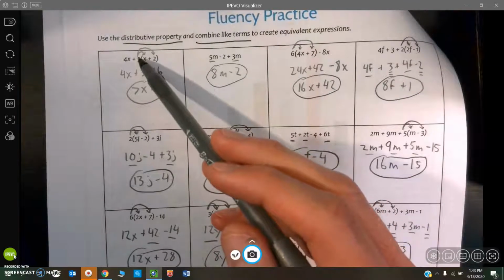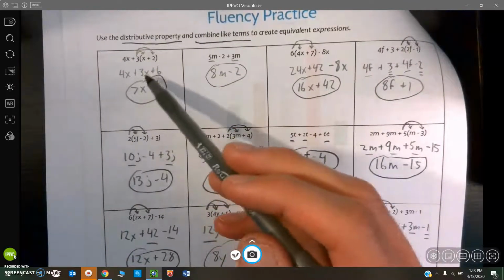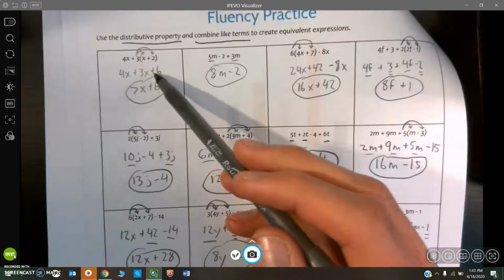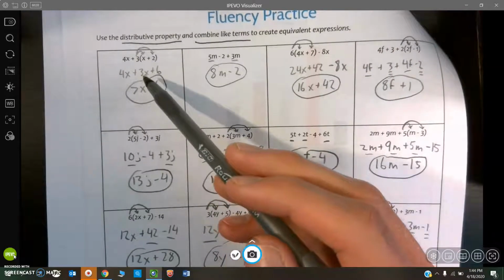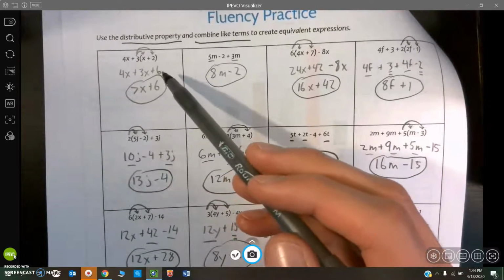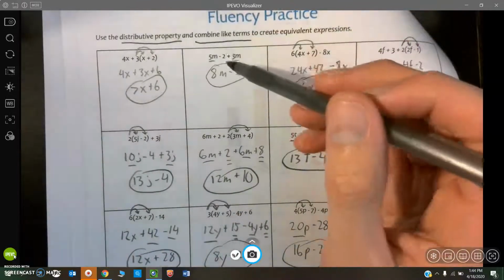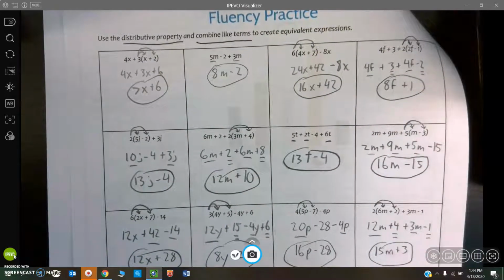And so after I did 3 times x, 3x, and 3 times 2 is 6, I rewrote my expression, having had this multiplied out, and then I see my like terms, 4x and 3x, both have x's, so those can get together to make 7x. 6 is the only number without a variable, so it just stays the same. Same thing here, 5m and 3m can be added together because they both have m's.